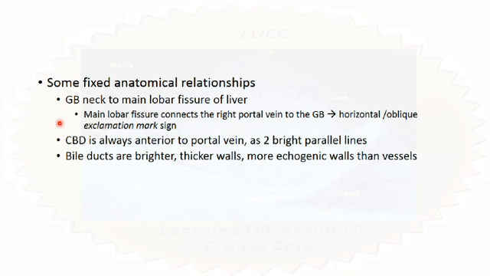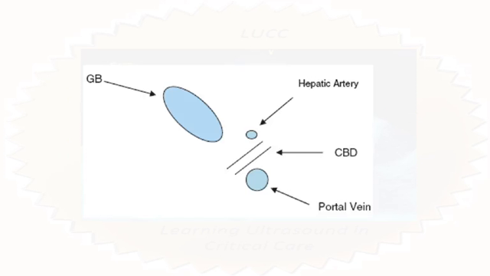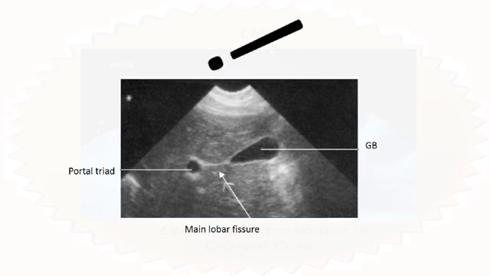Now, at the same location here, you have the common bile duct, and you also have the portal vein, and you also have the hepatic artery. So the triad of the common bile duct, the portal vein, and the hepatic artery is seen as the portal triad. And this is the exclamation mark sign. So now this is the main lobar fissure of the liver. I'm sorry, this is the common bile duct. This is the portal vein. This is the hepatic artery. And that's the body of the gallbladder that's attached. So that entire thing looks very much like an exclamation mark sign.